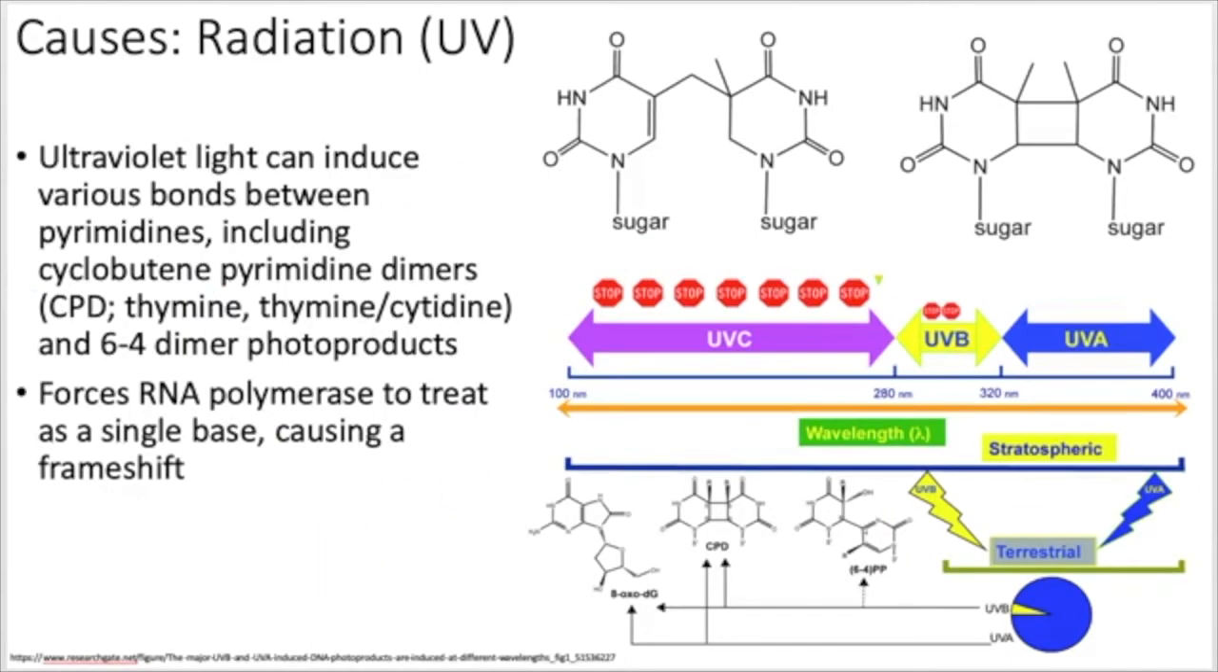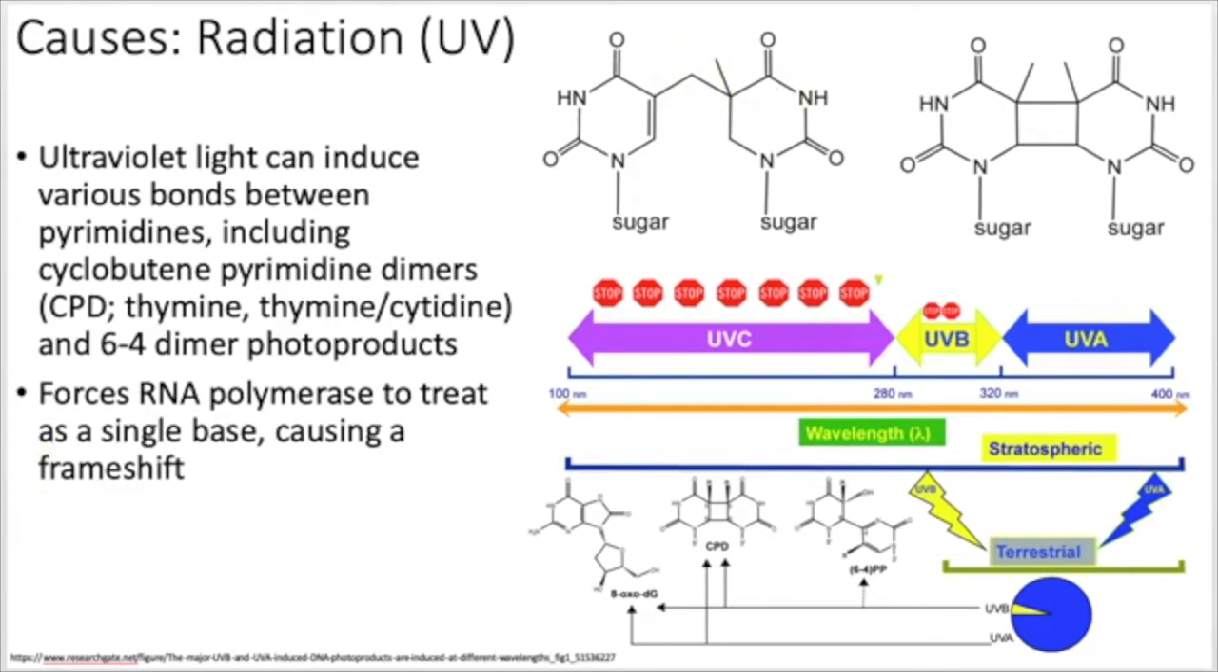Now, a lot of times we'll refer to what kind of damage does UV light cause? Thymine dimers. Well, that's not 100% true. You can have, absolutely, two thymines stuck together. You can have two cytosines stuck together. You can have a cytosine and a thymine stuck together. It doesn't really matter. As long as they're pyrimidines, they can form these bonds in between themselves.